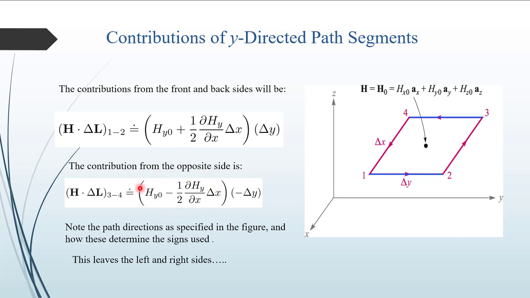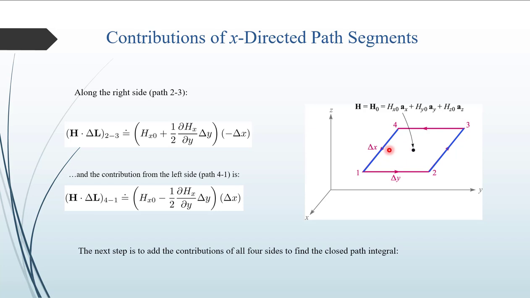So this is the H component, and if I multiply this H component by delta L, what is delta L for this path? It is minus delta y into ay cap, because this direction is opposite to the y axis. So that minus sign is coming here. So H dot delta L for the 3 to 4 length is equal to hy naught minus 1 half dou hy by dou x into delta x, into minus delta y.